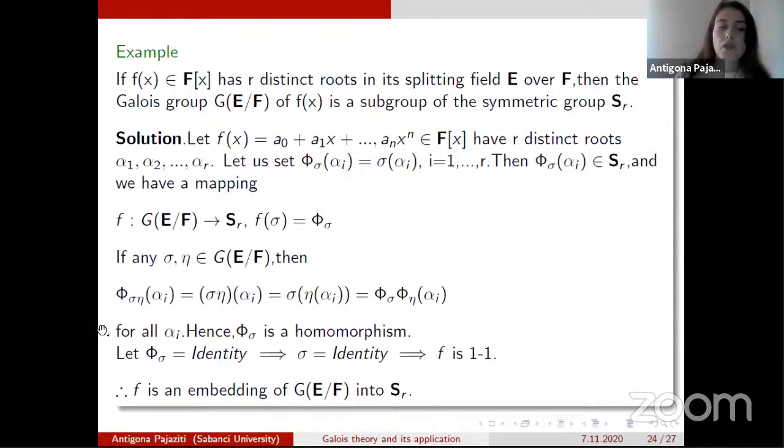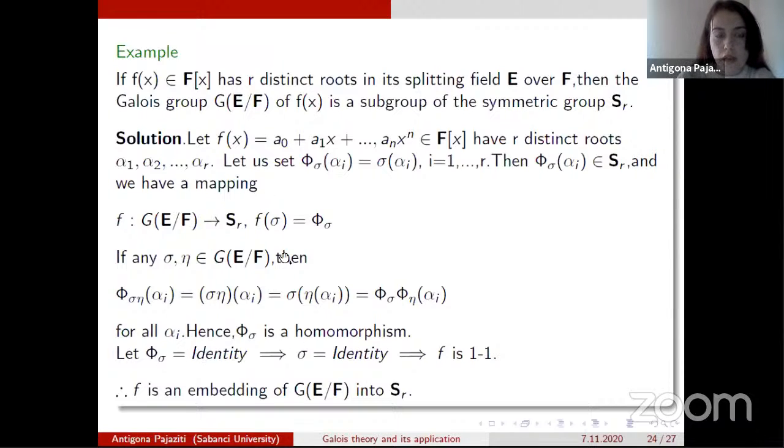To show that this Galois group is a subgroup of the symmetric group S sub r, it is enough if we can show that F is an embedding of the Galois group of f into S sub r. That is, if we show that it's a one-to-one homomorphism, then we know that S sub r contains a copy of our Galois group. So its image is a subgroup of the symmetric group. It's easy to see that this is a homomorphism. And to show that it is one-to-one, we just show that its kernel is the identity.